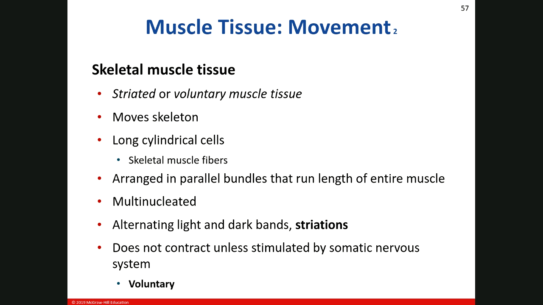So the first one is skeletal muscle tissue. Two terms that you definitely want to know: it's striated, which means what? Multiple layers, but it's striated, meaning it's striped. You have alternating light and dark regions. And it's voluntary. This is the only one that you can consciously control. Its main job is movement. What's it moving? Parts of the skeleton.